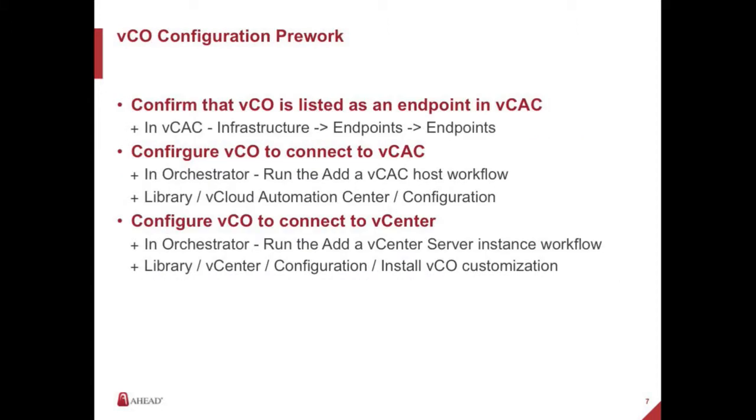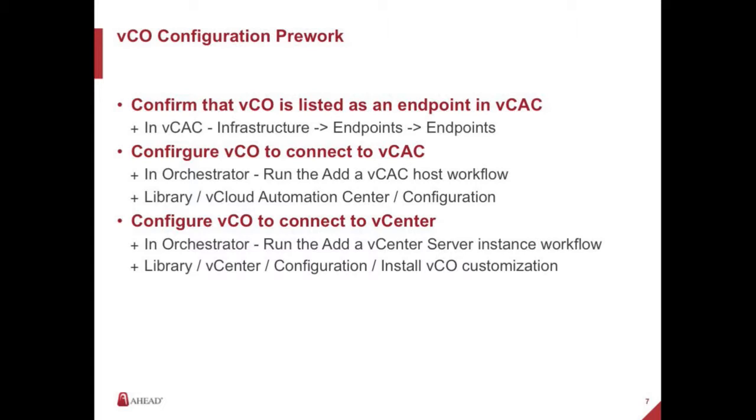So let's talk about what it takes to get vCO configured to do all of this. And this is where I had probably the most trouble in my implementation. vCO can be kind of a hairy beast. You need to log into that vCO client, and you need to confirm that vCO is listed as an endpoint in vCAC. So log into vCAC, make sure that you have vCO set up, that vCO server that comes with your implementation, or maybe another one that you have in your environment. You need to then log into vCO and configure it to connect back to vCAC. And you can do that under the Library, vCloud Automation Center, Configuration tab. You'll be able to get down there and actually run this workflow.